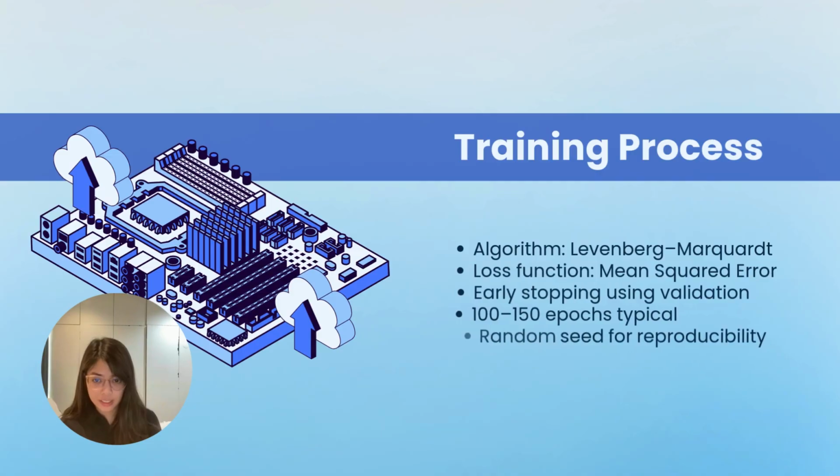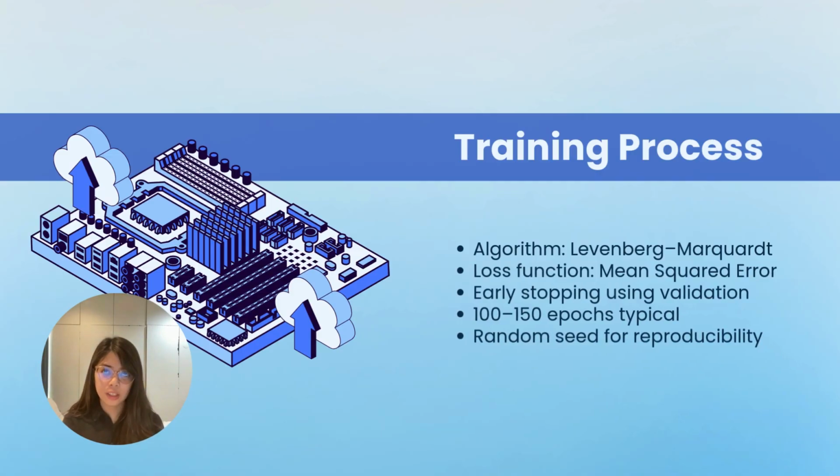For the training process, we used mean squared error as the loss function. The network usually trains for around 100 to 150 epochs, and MATLAB's early stopping feature prevents overfitting by monitoring the validation loss. Using a fixed random seed also makes sure that our model behaves consistently each time we run it.